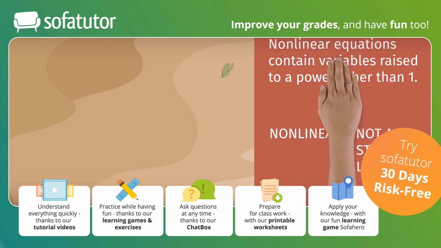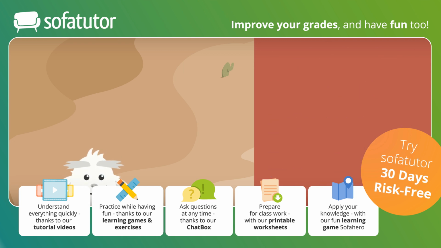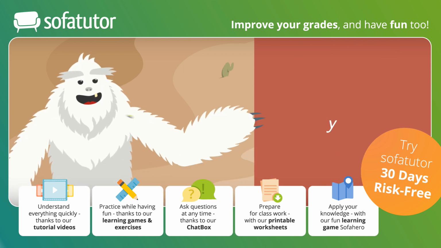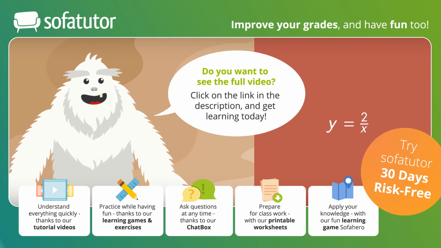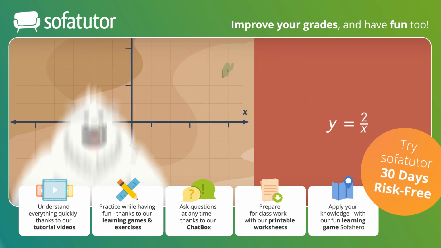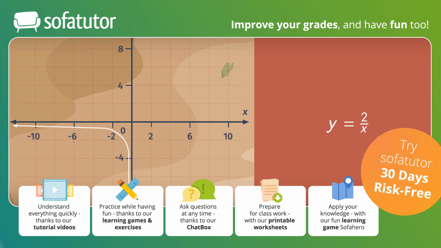Let's take a look at an example of a nonlinear equation. Here's y = 2/x. This is a rational equation, meaning at least one term is expressed as a fraction. Look at those curves! Because the graph of this equation is not a straight line, it is a nonlinear equation, and therefore not a road in Linear City.